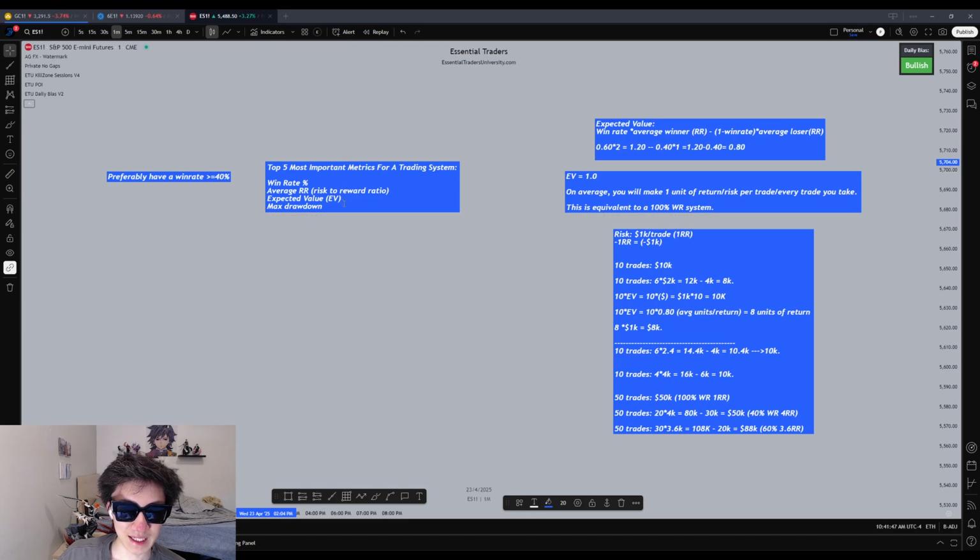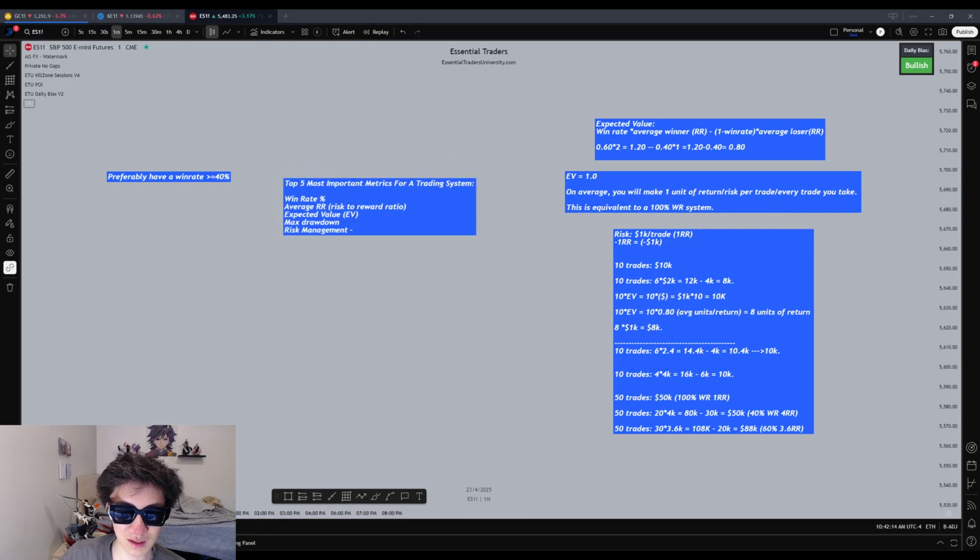Next up is max drawdown. And this is very important because this determines how much you risk per trade. So next thing would be risk management. Now this isn't a direct metric in terms of performance. It is, but it's something that's changeable, in that you can decide whenever you want to change it, but you want to keep it consistent. You obviously want to keep your risk management as consistent as possible.